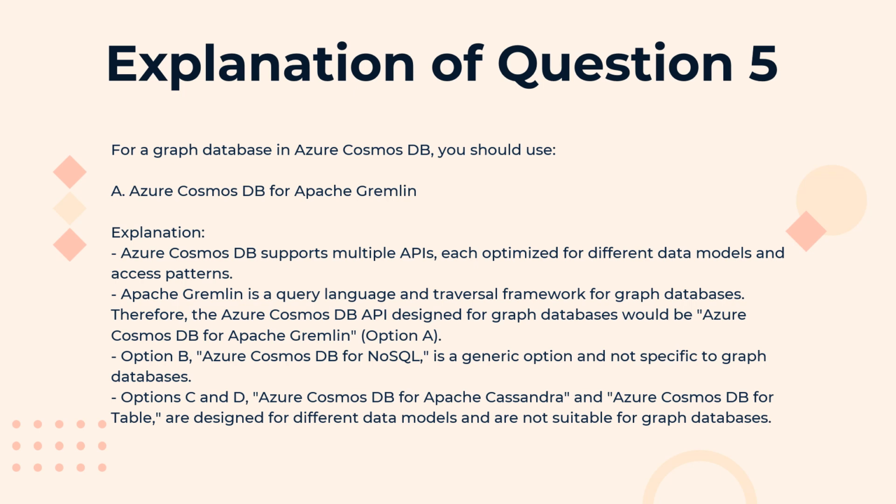Explanation. Azure Cosmos DB supports multiple APIs, each optimized for different data models and access patterns. Apache Gremlin is a query language and traversal framework for graph databases. Therefore, the Azure Cosmos DB API designed for graph databases would be Azure Cosmos DB for Apache Gremlin, option A. Option B, Azure Cosmos DB for NoSQL, is a generic option and not specific to graph databases. Options C and D, Azure Cosmos DB for Apache Cassandra and Azure Cosmos DB for Table, are designed for different data models and are not suitable for graph databases.